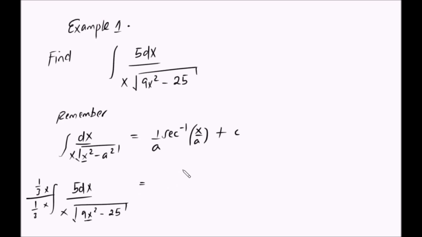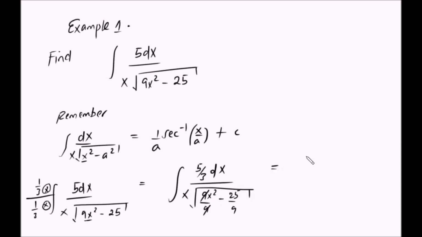So kwa huko juu itakuwaje? Itakuwa 5 over 3 dx. Hii ni times, usije kafikiri ni x, this is multiplication sign. So huku chini itakuwaje? Hii 3 naingiza ndani ya hii under root, okay? Nikiingiza ndani inakuwa 9. Kwa hiyo itakuwa hapa kuna 9x squared over 9. Ile 3 sasa ndio imekuja ndani minus 25 over 9 hivyo.